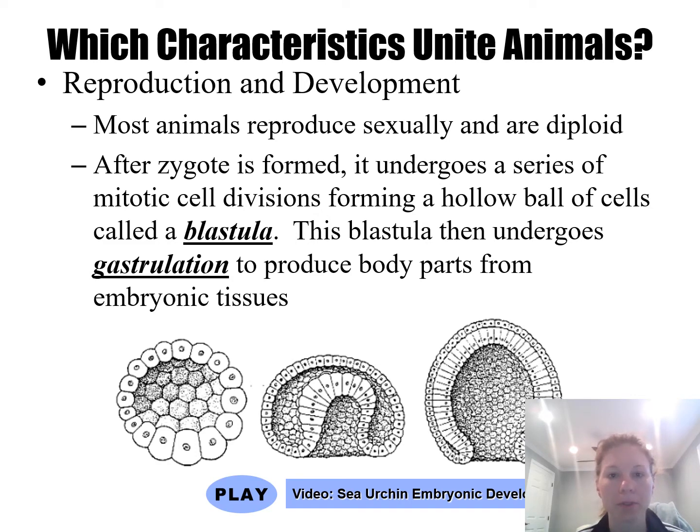Most animals reproduce sexually and are diploid, which means they have two sets of chromosomes. And they all go through this process called gastrulation. So you have the zygote that's formed after fertilization, and it's going to go through about 100 cell divisions until it looks like this little hollow ball of cells on the left called a blastula. And then it actually folds over on itself, and that's what forms all of your tissue layers: the ectoderm, the mesoderm, and the endoderm, which we'll talk more about later.